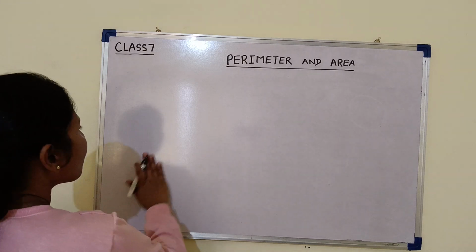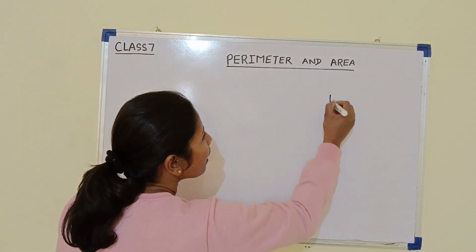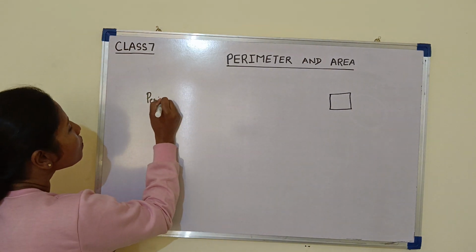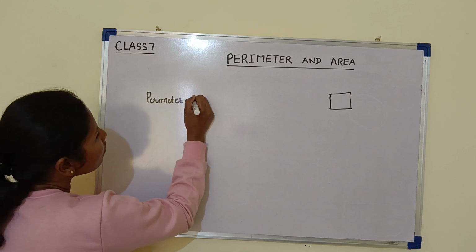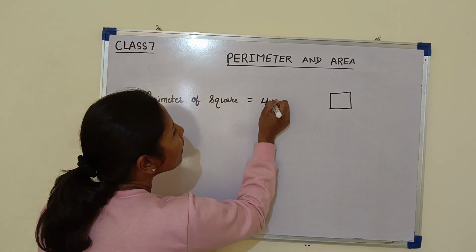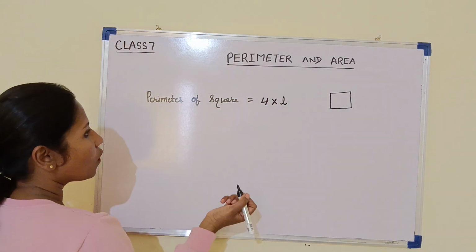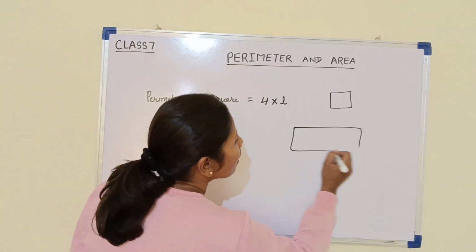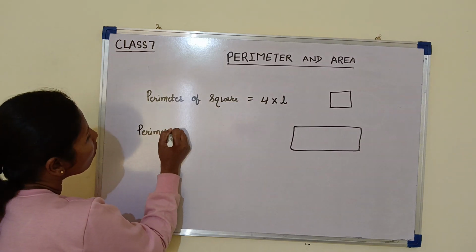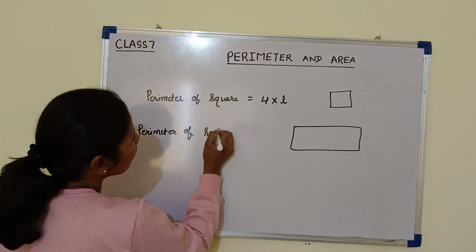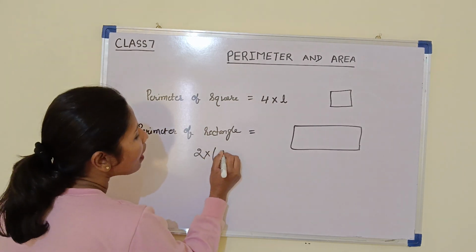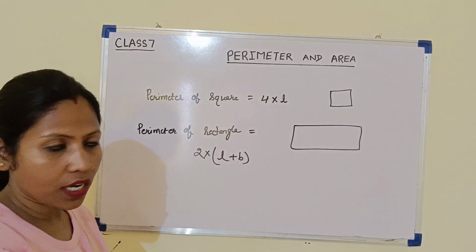So let's talk about the perimeter of regular shapes, like square. The perimeter of square was 4 into length of sides, 4 into L. And then we had rectangle. The perimeter of rectangle is equal to 2 into length plus breadth, that we have read about, right?